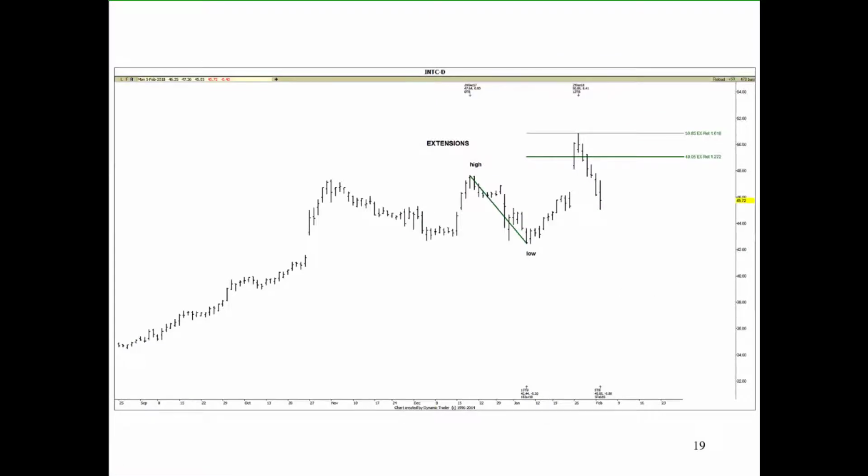Here's another one in the case of Intel. Here's where I'm just taking the prior high to low swing, running the extensions. Nothing at the 1272, kissed the 1618 and rolled over. So anytime something is extended, tighten up your stops. It might continue higher, but I'd rather be safe than sorry.